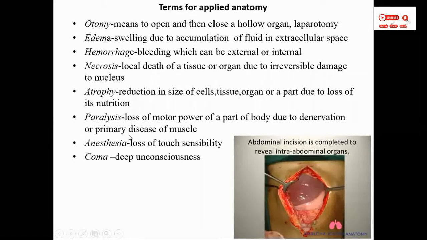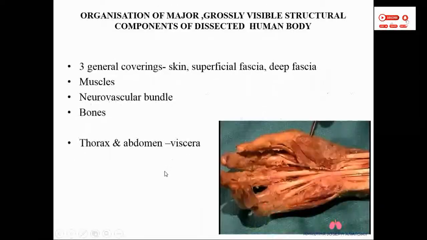It can be due to nerve injury. A muscle is getting paralyzed because the nerve which is supplying it is getting denervated, or it can be due to a primary disease of a muscle. So a muscle may have its own disorder. So that is why it may get paralyzed or lose motor activity. Now anesthesia. Anesthesia is loss of touch sensibility. Coma, deep unconsciousness, is called coma. So these are some of the terms which are used.